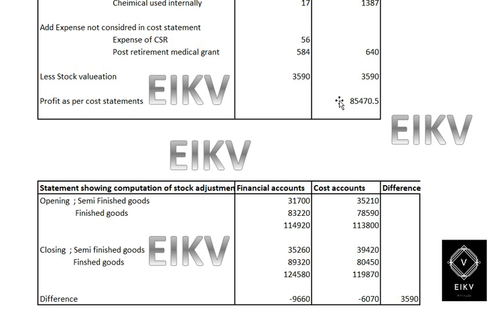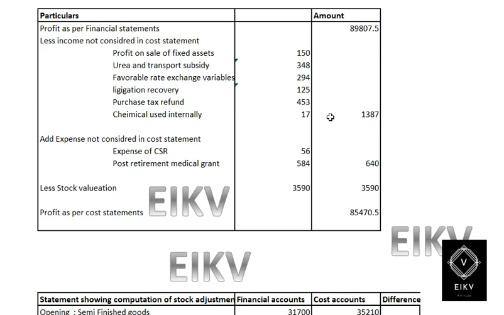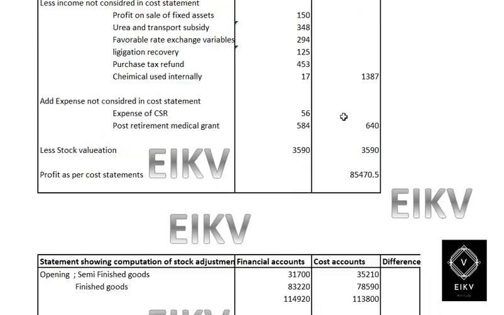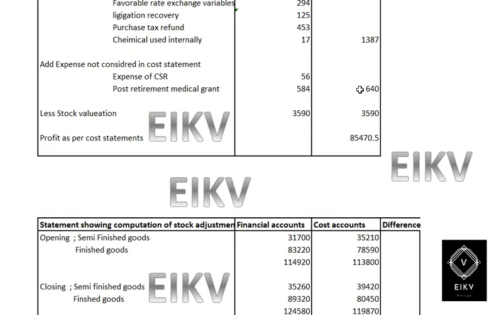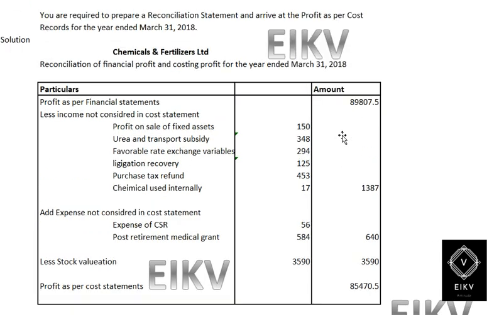So for arriving at the costing profit, we need to take the profit of rupees 89807 minus 1387 plus 650 minus 3590, and we will get an amount of costing profit as 35470.5.